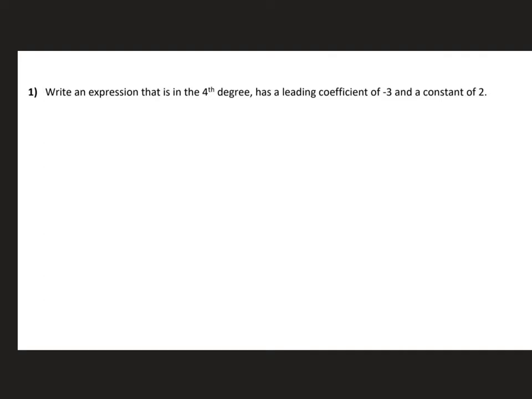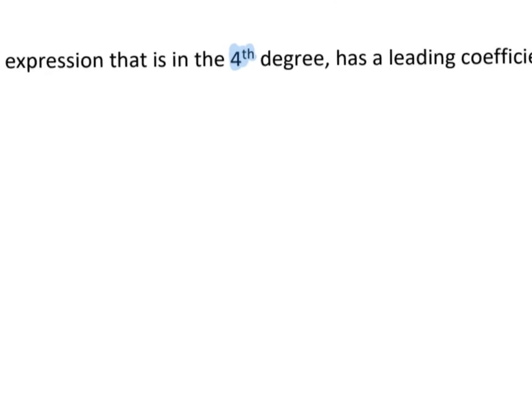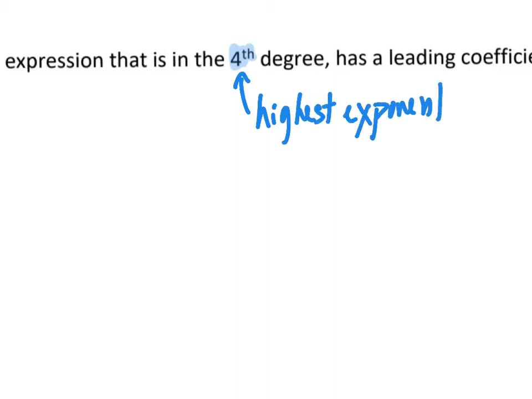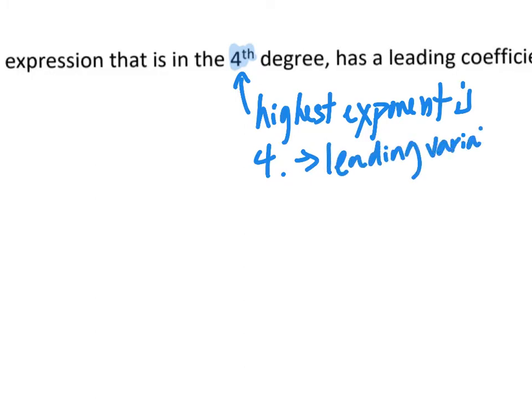Okay, so there can be many different answers for this, but let's make sure that we're taking care of some of the key information that we have. So our expression is to the fourth degree. So this really means that we want the highest exponent, right? So this means highest exponent is going to be 4, right? So our leading variable has an exponent of 4.